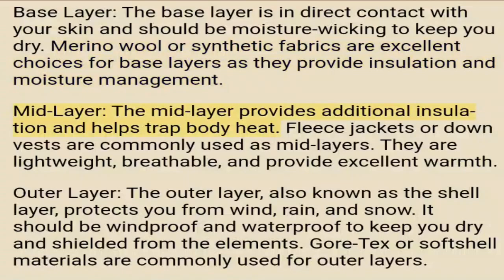Mid-layer. The mid-layer provides additional insulation and helps trap body heat. Fleece jackets or down vests are commonly used as mid-layers. They are lightweight, breathable, and provide excellent warmth. Outer layer. The outer layer, also known as the shell layer, protects you from wind, rain, and snow. It should be windproof and waterproof to keep you dry and shielded from the elements. Gore-Tex or softshell materials are commonly used for outer layers.